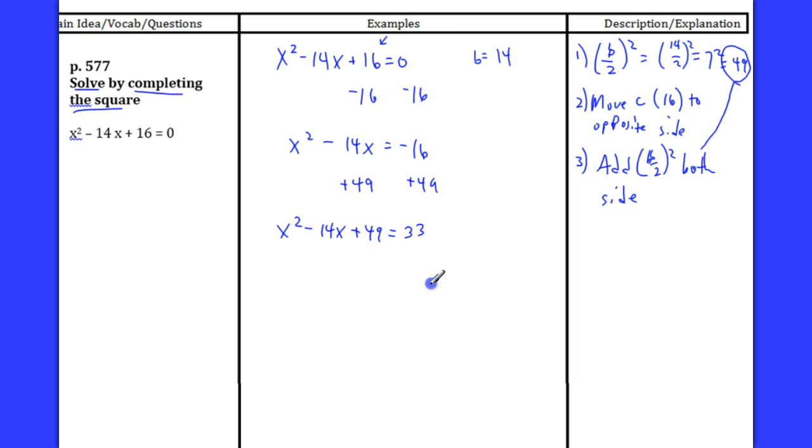Okay, now here is what's valuable for us. On the left-hand side, again, I'm going to add a little more detail to the notes. This is now a perfect trinomial square. Because it's a perfect trinomial square, I can now factor that. Okay, so what I want to do next is factor the trinomial into its perfect square.